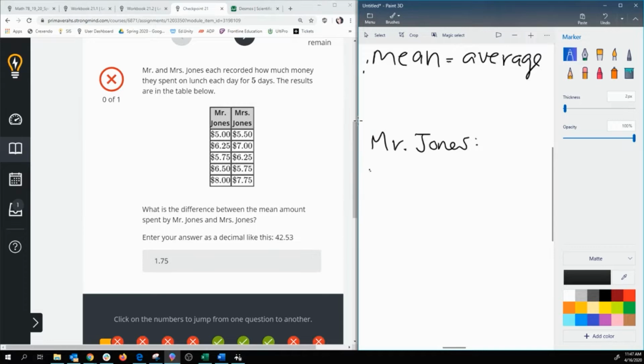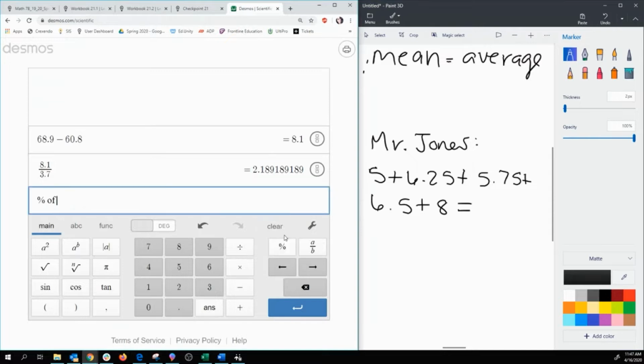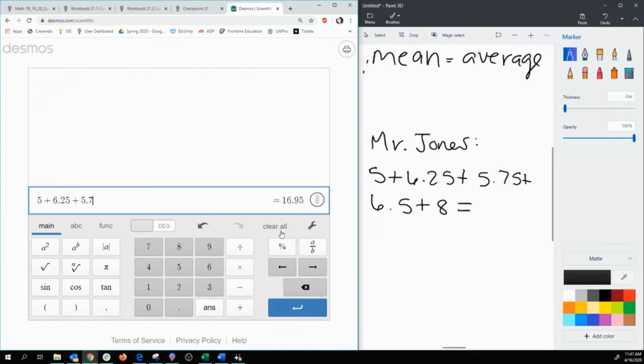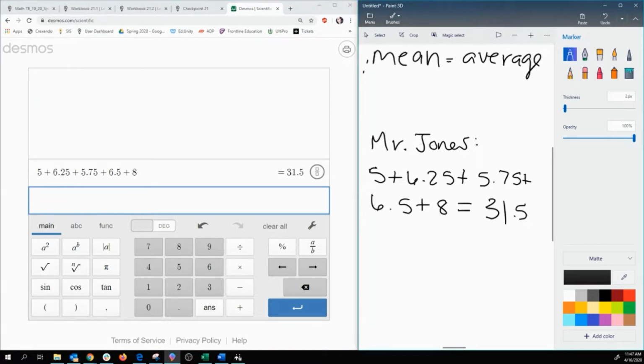So it looks like he spent $5, $6.25, $5.75, $6.50, and $8. So if I were to add up how much money Mr. Jones spent, so 5 plus 6.25 plus 5.75, 6.5 plus 8. Mr. Jones spent $31.50 all week.